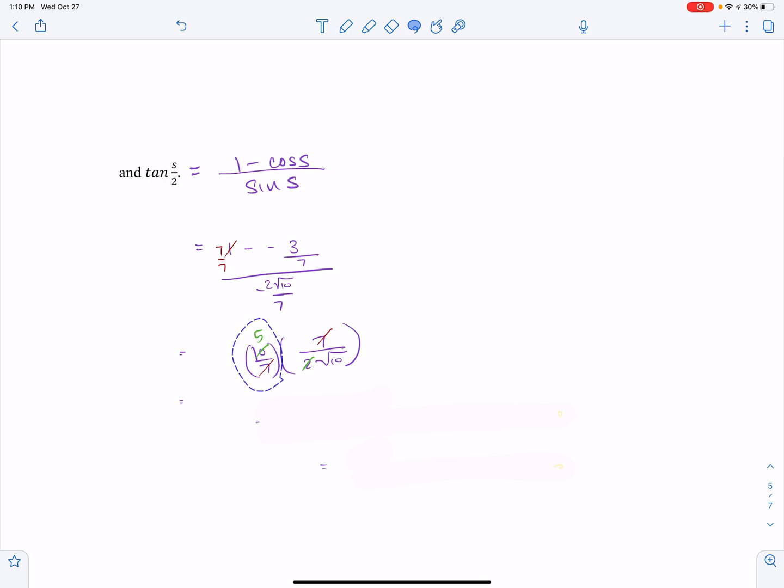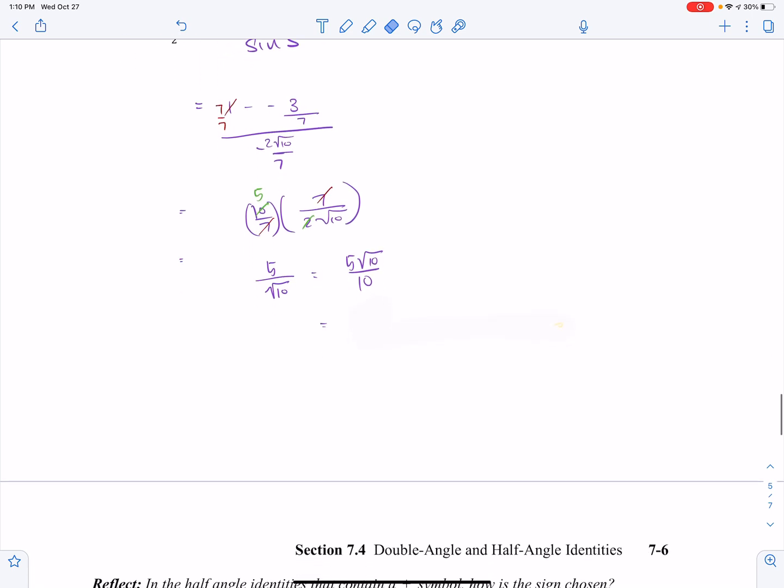And then I went ahead and multiplied by the reciprocal on the bottom. I was able to cancel my 7s, and I was able to reduce my 10/2 to a 5/1. So that's going to leave a 5 on top and a root 10 on bottom. And then you can rationalize the denominator and reduce the outside fraction so that you get root 10/2.